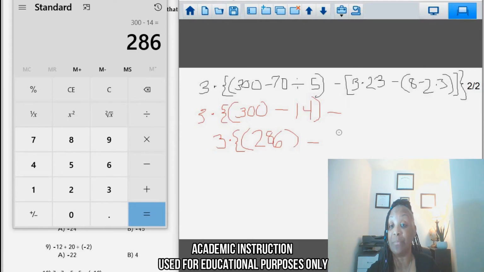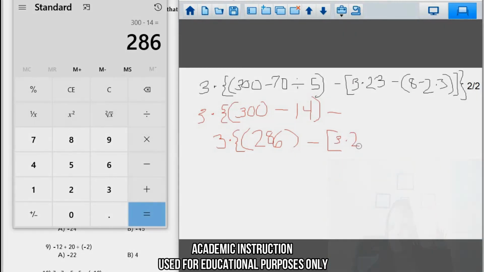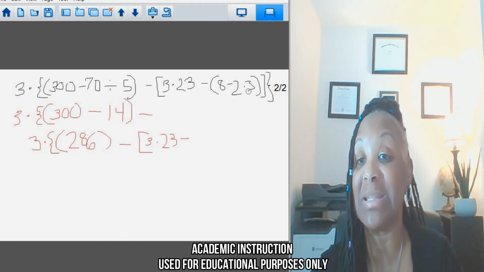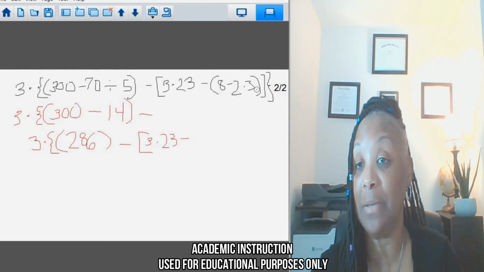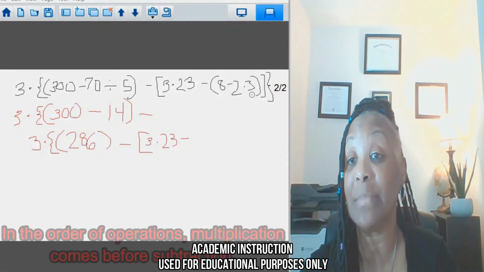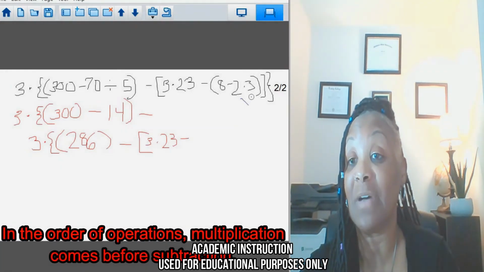So we can actually bring down our brackets, and we'll have 3 times 23 minus, and let's focus on what's inside of the parentheses here. So we have 8 minus 2 times 3. We're going to do our multiplication first. So 2 times 3 will give us a negative 6, okay?